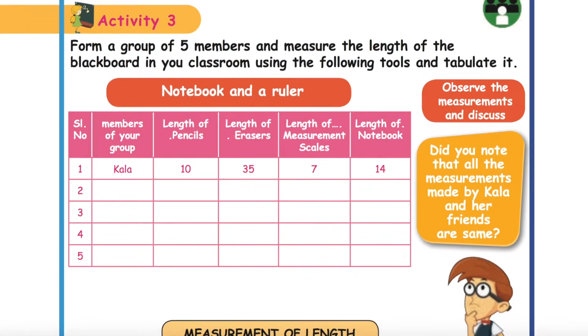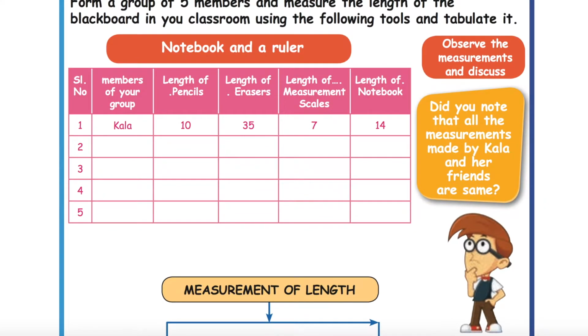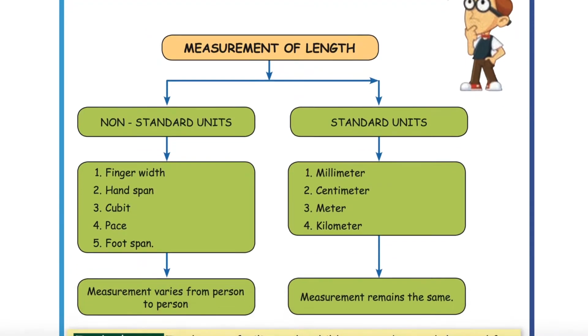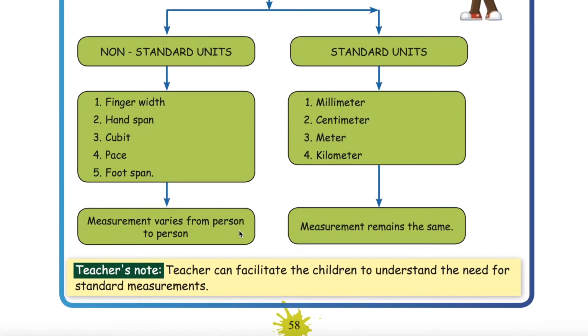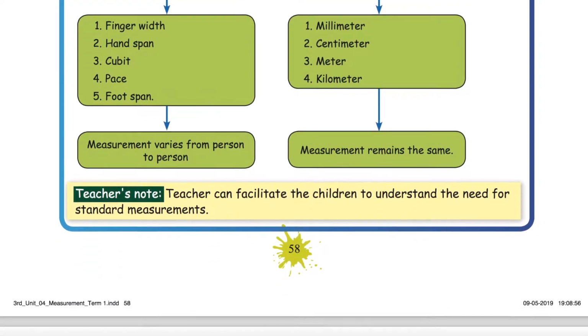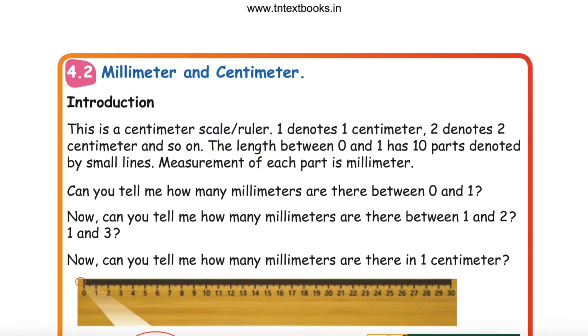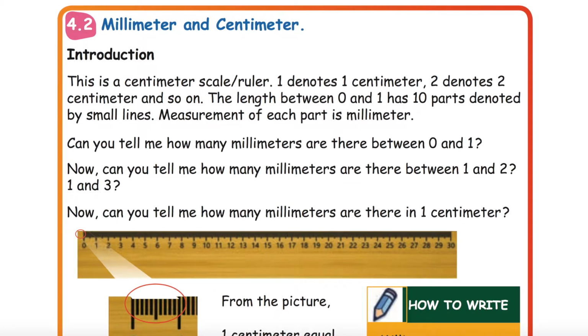Did you note that all the measurements made by Kala and her friends are the same? Yes, they will be the same. If you use the same pencil and the same eraser, they have to be the same. Measurement of length using finger width, hand span, cubit, pace and foot span is non-standard. Measurement varies from person to person. Standard units are millimeter, centimeter, meter, kilometer. So the measurement remains the same. That is the reason why you need a standard for measurement.